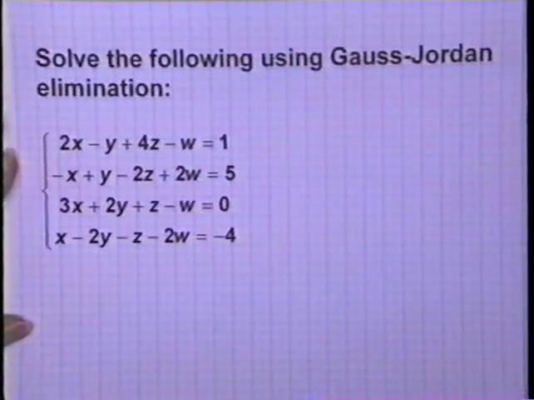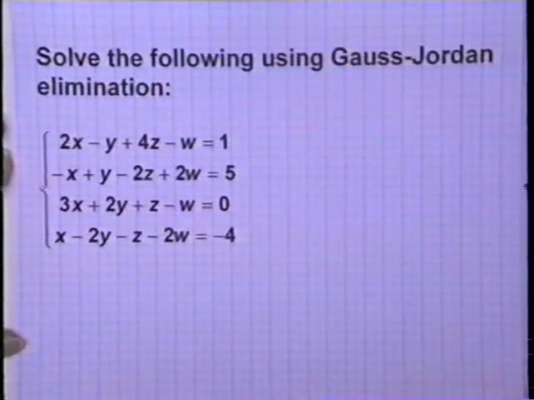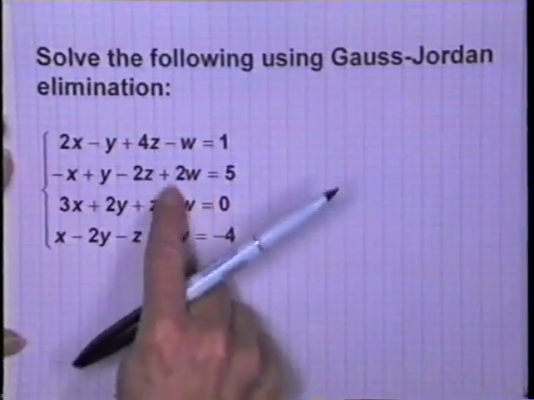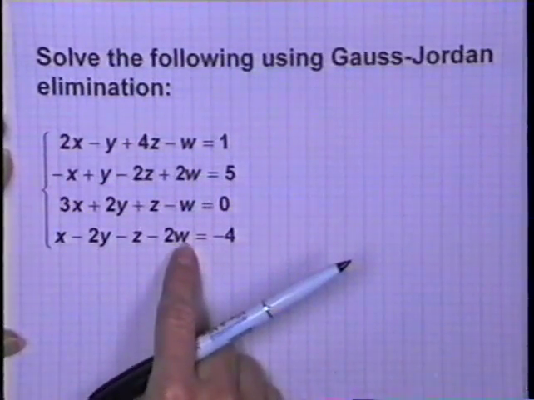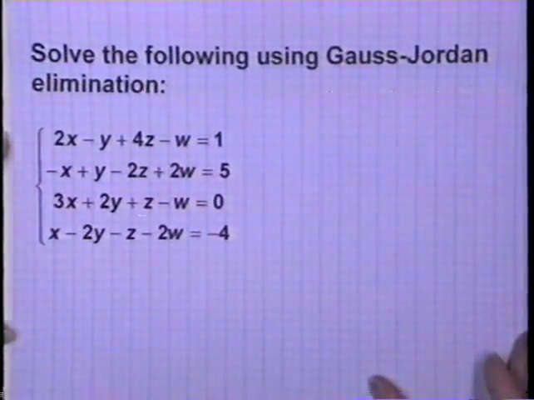Well, let's see. This says to solve the following using Gauss-Jordan elimination. Notice this system has 1, 2, 3, 4 variables, 1, 2, 3, 4 equations. Now, we're beginning to get into some problems where this technique is the one we really want to use, because it's very difficult with this many equations to keep up with everything if we try to just do the old substitution or elimination process.